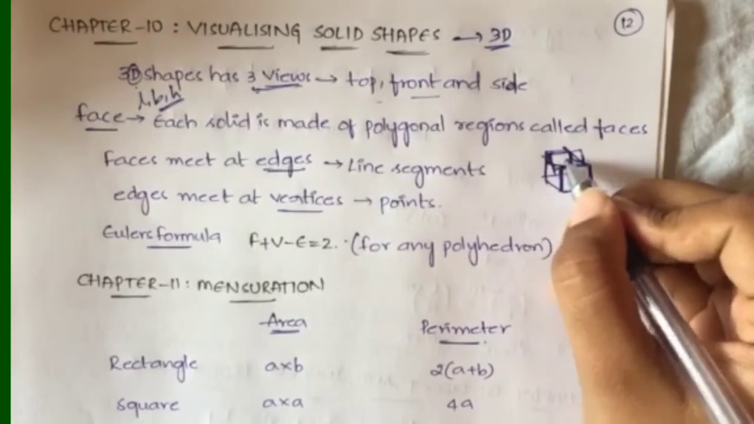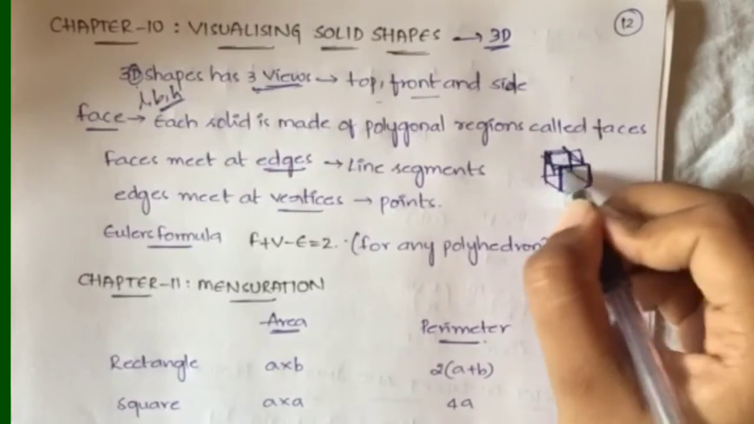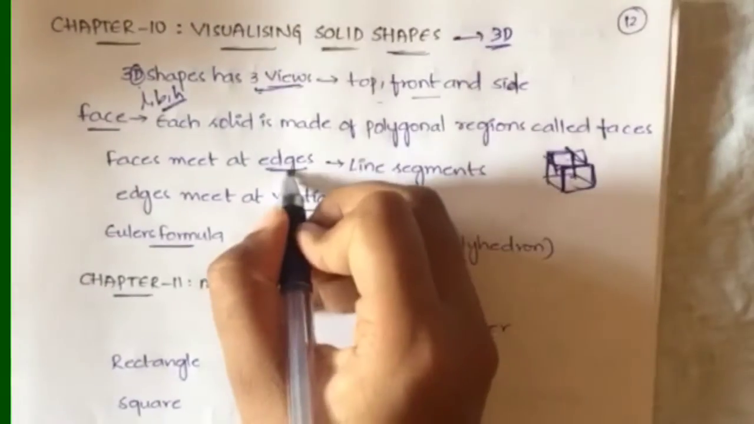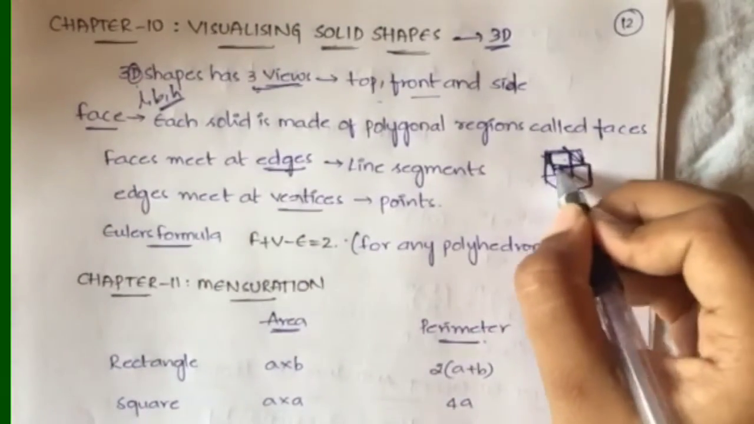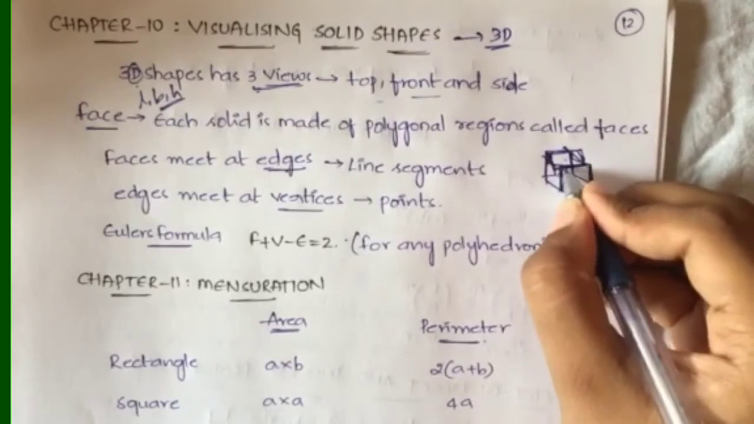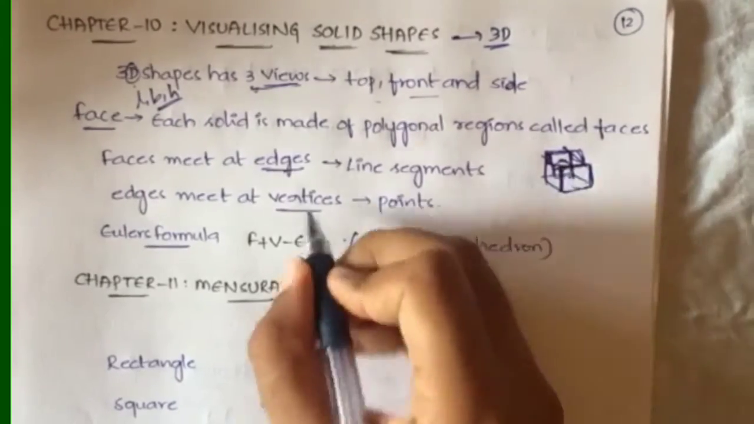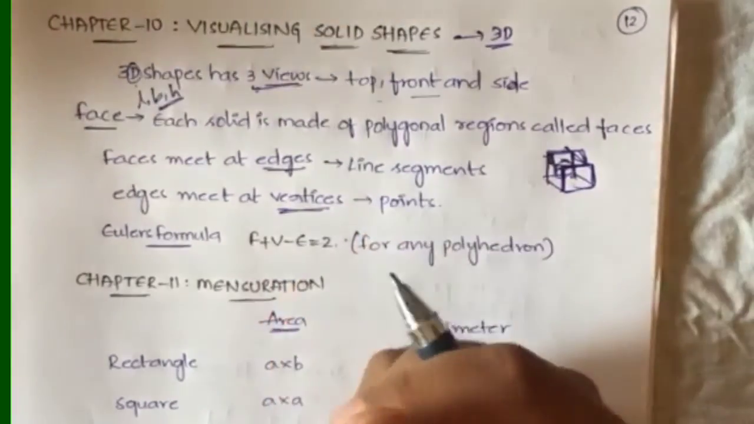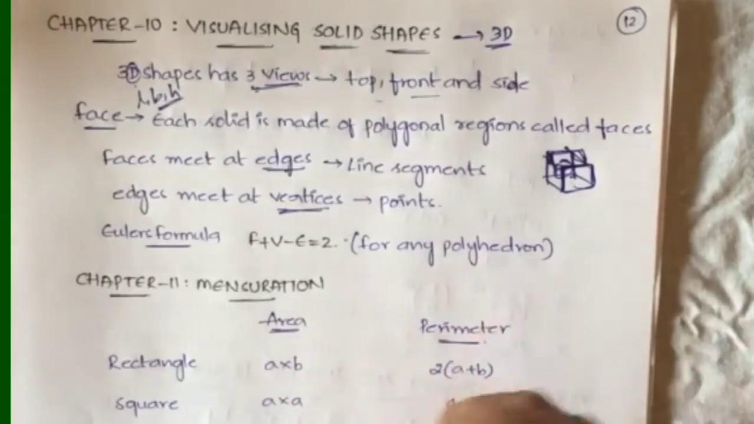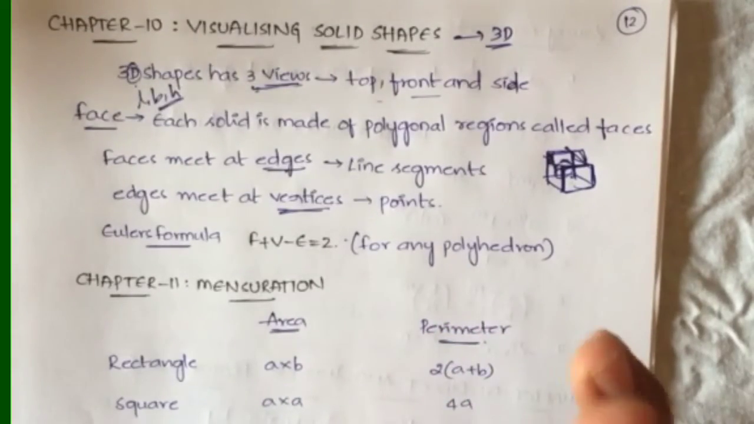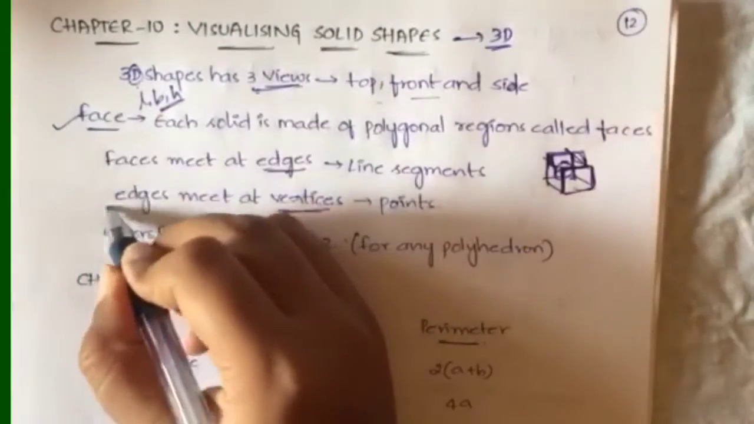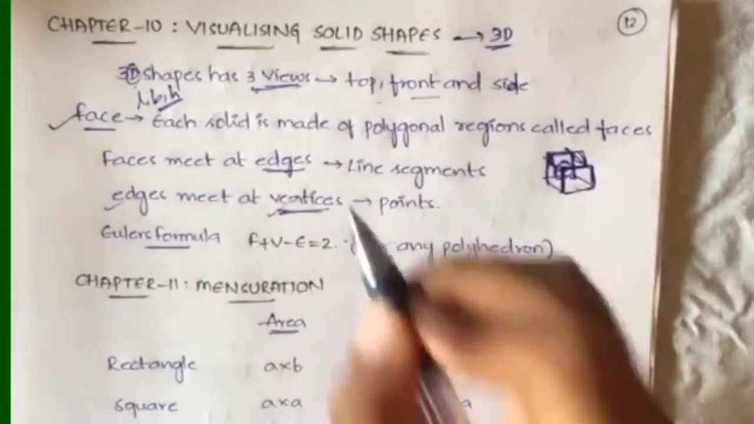And each face is connected to the next face through a line segment, and this line segment is called an edge. So faces will meet at edges, and these edges will meet at a point. That point is called a vertex, and the plural form of vertex is vertices. Clear? So this is about faces, edges, and also vertices.